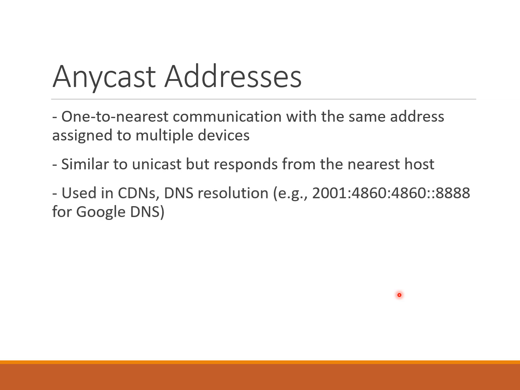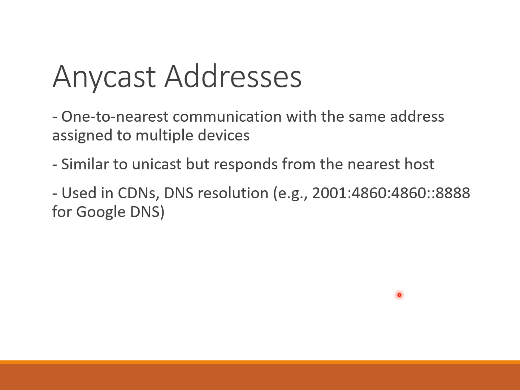Now let's discuss anycast addresses. Unlike multicast, which delivers data to multiple devices, anycast is designed for one-to-nearest communication. An anycast address is assigned to multiple devices, but the network directs traffic to the nearest one based on routing distance. This is particularly useful for services like content delivery networks and DNS resolution.